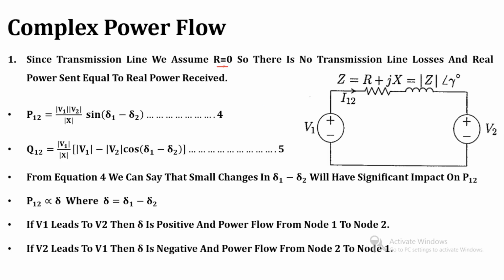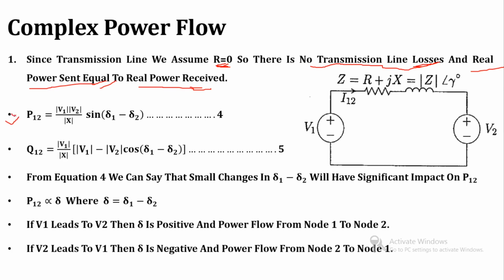Now we take R equal to 0, or we will assume that R equal to 0. So what does it mean? It means that in a transmission line there are no losses because resistance equals 0. So we can say that real power which is sent from one end is equal to real power received at another end, because there are no losses in the transmission line if R equals 0. So whatever power we have sent, 100% will reach the receiving end.